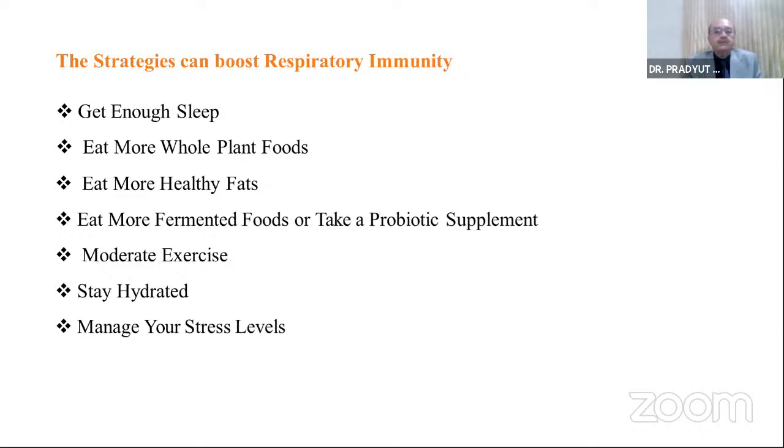These are the simple strategies which boost our respiratory immunity. This is common sense: get enough sleep, eat more plant foods, healthy fats, a probiotic, as I told you, because the concept of probiotic came from the gut-lung immune axis, which we discussed in detail. Stay hydrated, and of course, manage your stress levels.